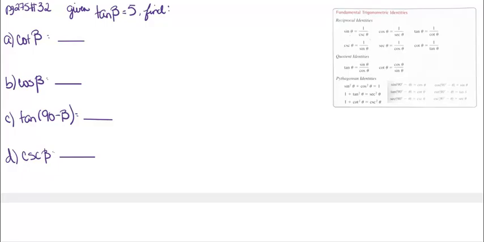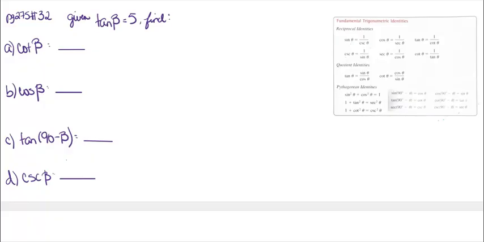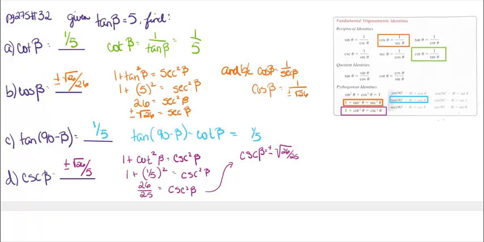You're given the tan of beta is 5. Find the cotangent of beta, the cosine of beta, the tangent of 90 minus beta, and the cosecant of beta. And let me just give you a little hint. Part B is going to use 2 identities, and it's a little more involved than what you've been used to doing. But push through and try it. I think you can do it, and I think you'll do fine. All right, here are the answers.